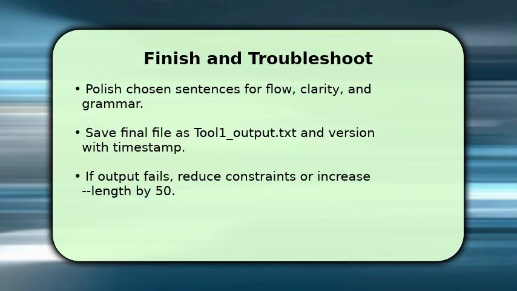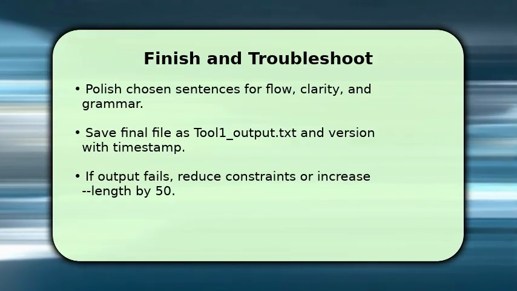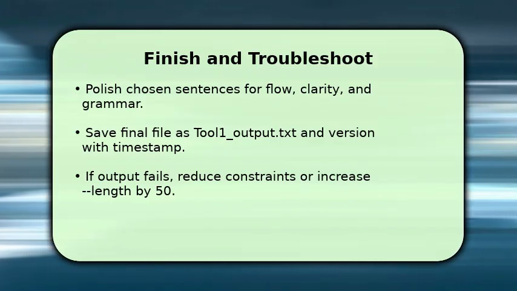If the output is off-topic or fragmented, try one fix. Loosen constraints or increase length by 50 and rerun. If that still fails, simplify the prompt to 1 explicit instruction. These steps close the process and give you a reliable troubleshooting path.